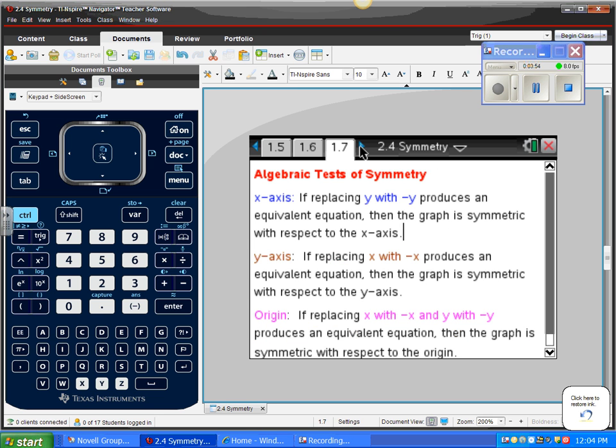All right. So we do have some algebraic tests for symmetry, and that's kind of how we're going to deal with them. If we want to test for symmetry in the x-axis, what we do is we take y and we replace it with a negative y. If it produces an equivalent equation, then the graph is symmetric with respect to the x-axis. We follow that same procedure with the y-axis and the origin, except we follow our rule, right? For the y-axis, we replace x with negative x. For the origin, we replace x with negative x and y with negative y. If those produce equivalent equations, then that's where you find that symmetry.